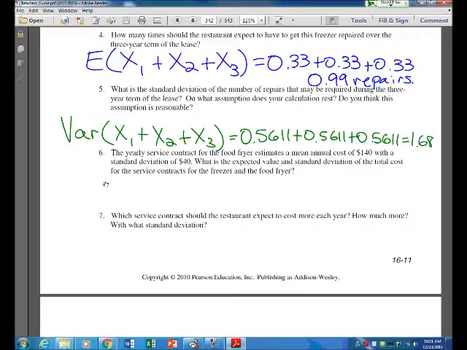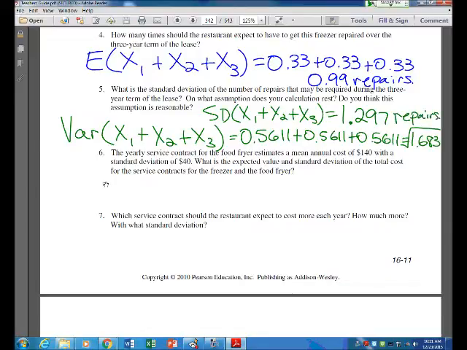I want the standard deviation. So that's about 1.683. And I want the square root of that for the standard deviation of all of these, which is going to be about 1.297. Again, if your numbers are a little bit off, not that big a deal. It's about 1.297 repairs. Okay? All right, so the key thing there is we're assuming independence between each of these years for the number of repairs needed.